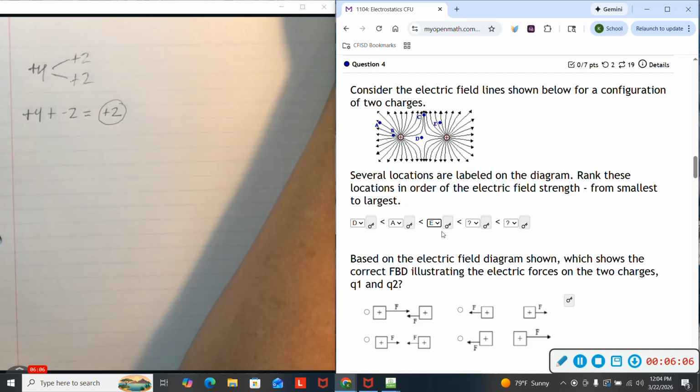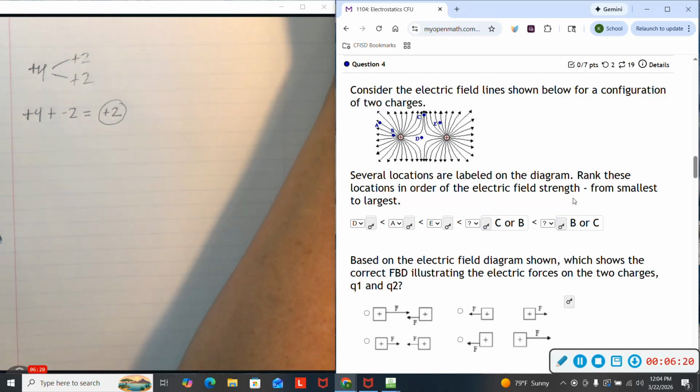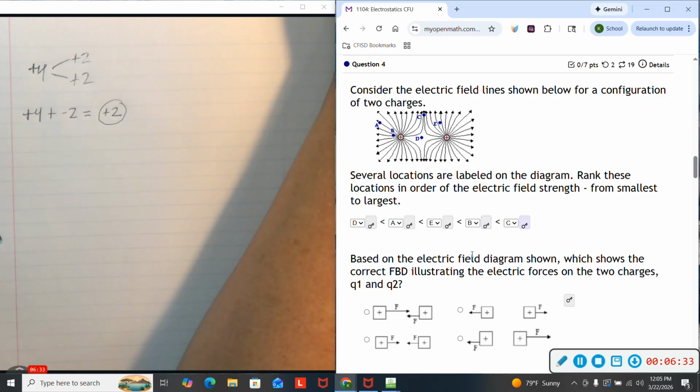And then we would have, after that, these two are kind of tricky, B and C. It's difficult to tell because your field is strongest around the charges, except for this right here, they look pretty close too. And so you'll actually notice that I keyed it so that it takes either one. So I'm going to go ahead and put B here and then C here, but if you did it the other way around, it should also count as correct.